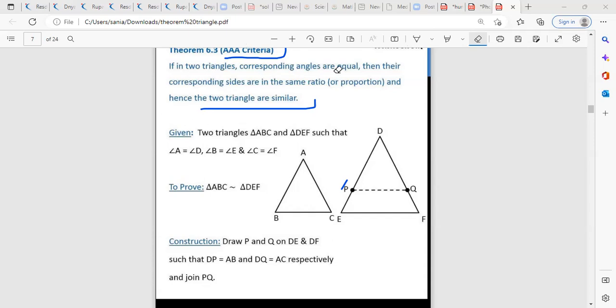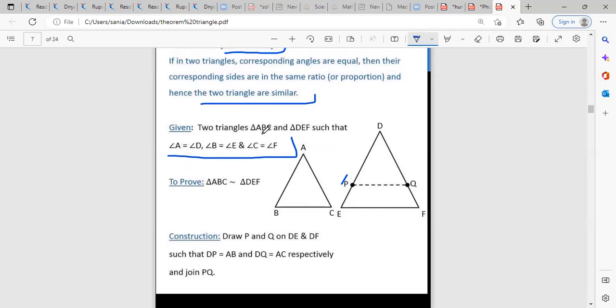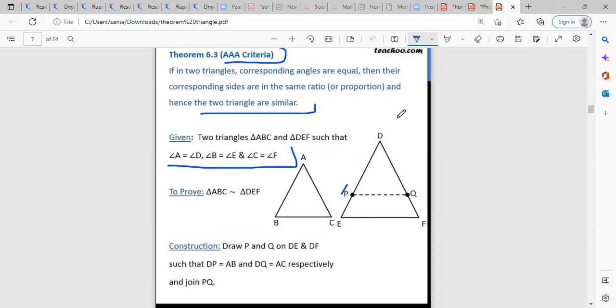Yeah, it is AAA. Why? See, over here, what is given? All three angles are equal. So this is AAA, because over here they have given you that all the angles are equal. In between you will use ASA, but this is AAA.